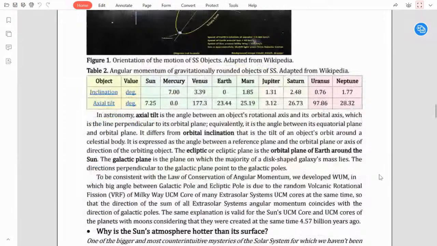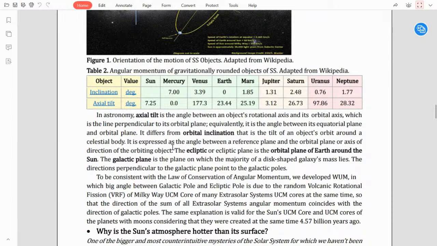In astronomy, axial tilt is the angle between an object's rotational axis and its orbital axis, which is the perpendicular to its orbital plane. Equivalently, it is the angle between its equatorial plane and orbital plane. It differs from the orbital inclination, that is the tilt of an object's orbit around a celestial body.